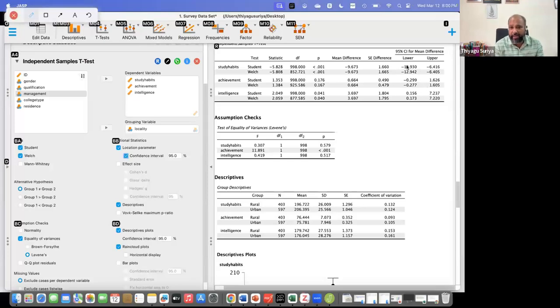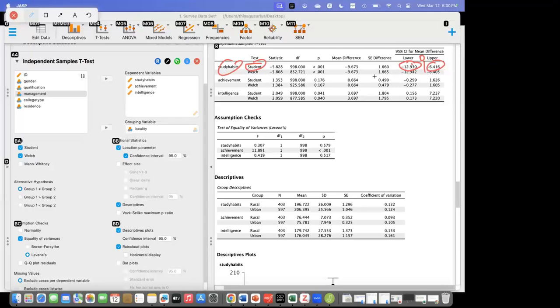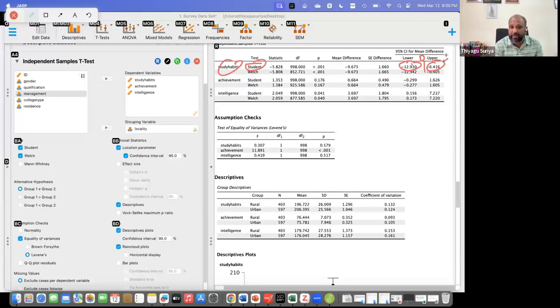Now you can see this. We have the lower value for the student t-test. I'm talking about study habits. There is lower to upper. This starts with minus and ends also with minus, minus 12 to minus 6. Whether 0 comes in between or not? No, sir, 0 does not come in between. Therefore, what is the meaning? It is significant.